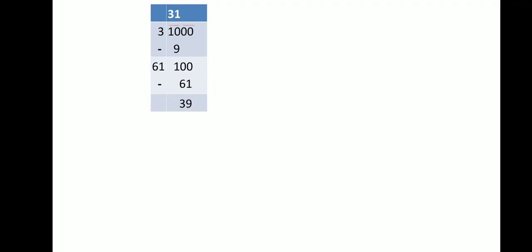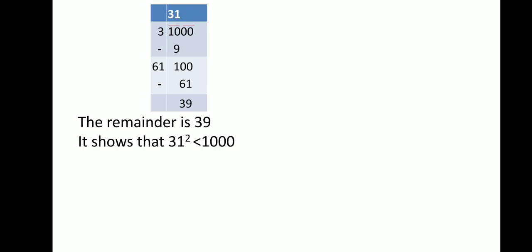First of all, we place the bars, and then find the greatest number whose square is less than 10. 3 into 3 is equal to 9, which is less than 10. Likewise, double of 3 is 6. We know how to solve this. After this, the remainder is 39. In this case we have seen that the remainder is 39.